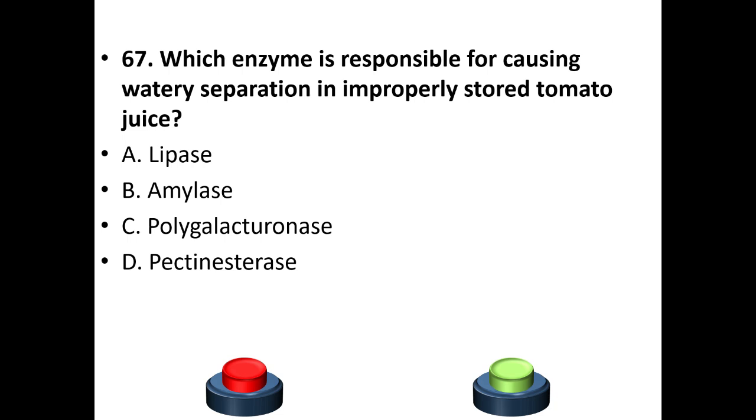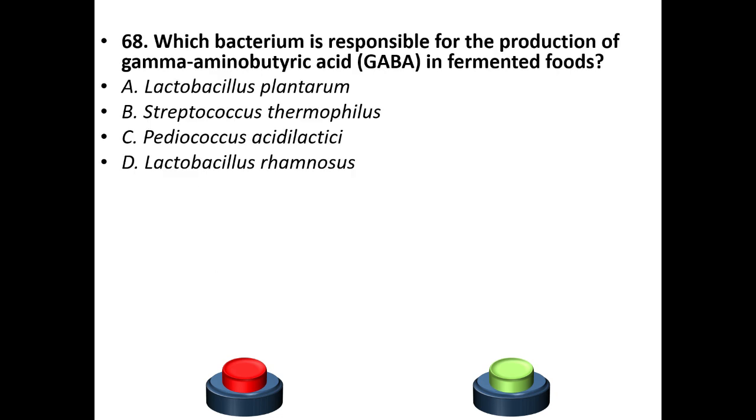67. Which enzyme is responsible for causing watery separation in improperly stored tomato juice? Lipase, amylase, polygalacturonase, pectinesterase. Which is the answer? Your answer is C. Polygalacturonase is the answer. Option C.